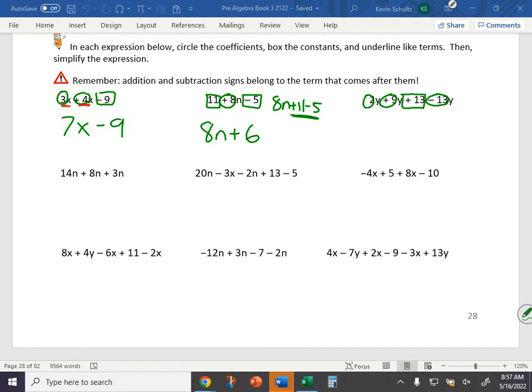Positive 13. That's a constant? That's a constant. It doesn't have a variable. Okay? Those constants are those numbers without variables. We didn't underline like terms on the last one. I didn't follow my own directions. We'll do it here. Okay?